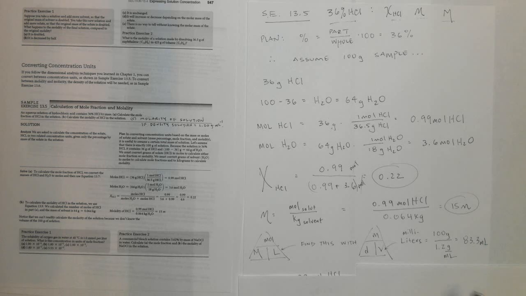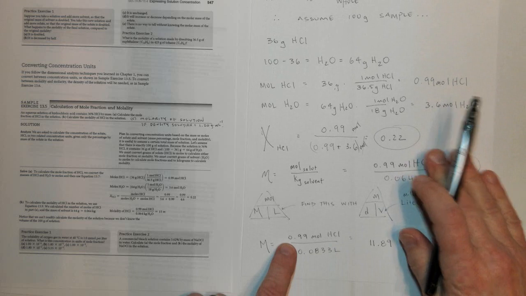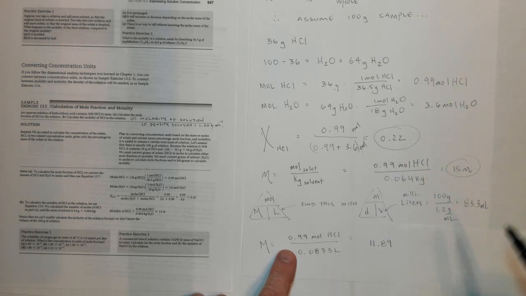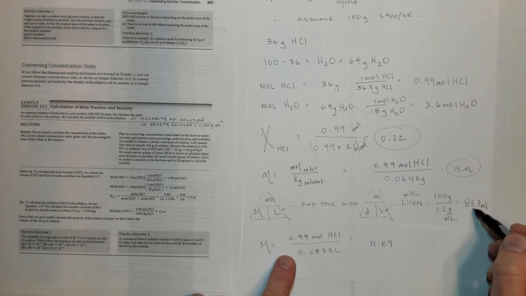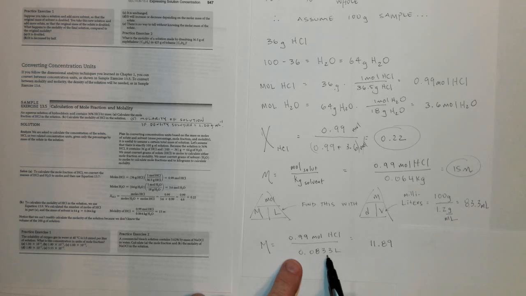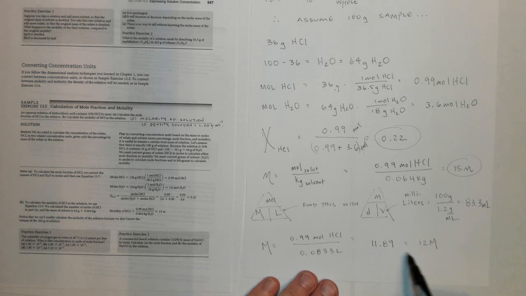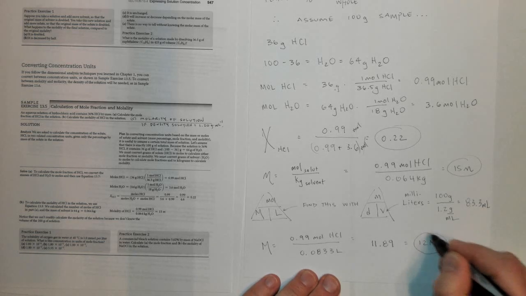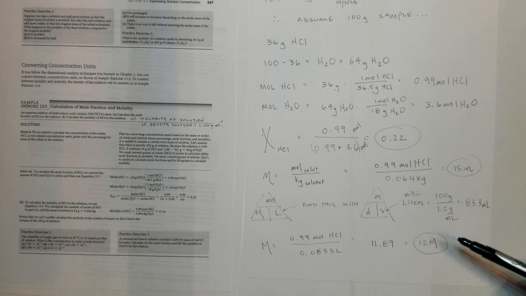So now we have our moles, which is 0.99 from right here, and we have our milliliters, 3 to the left, 1, 2, 3 would be 0.083 liters. Divide those two, and we end up with about, to two sig figs, 12 molar. So you can see that molarity and molality are sometimes different, even though they sound the same. That's an overview of several different ways to find concentration of a solution.